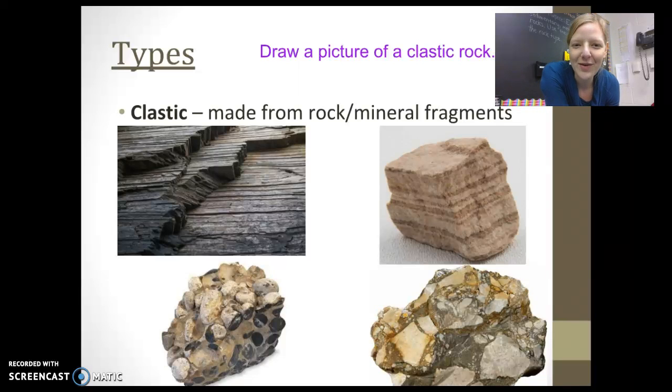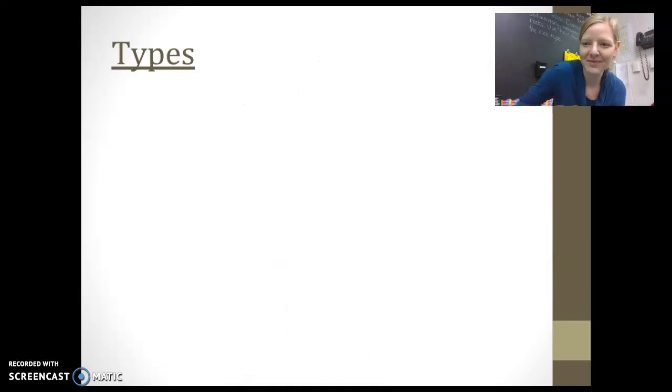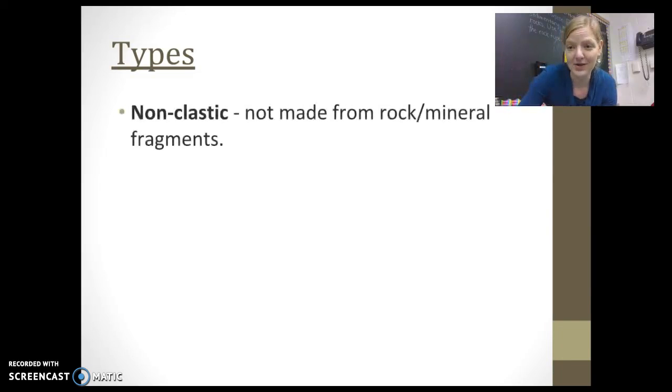All right, hopefully you have now drawn a clastic rock. I'd like you to tell your group members which rock you drew. Tell them that it's clastic. Now, any type of rock that is not considered clastic, what do we call that? Great question. We call it a non-clastic rock. So yes, you're going to write this down as well. Non-clastic means it's not made from rock and mineral fragments.